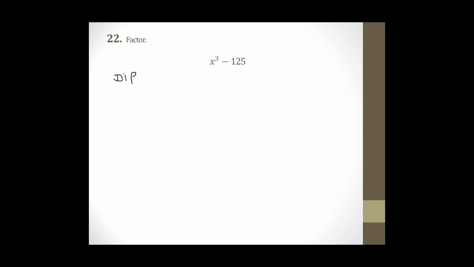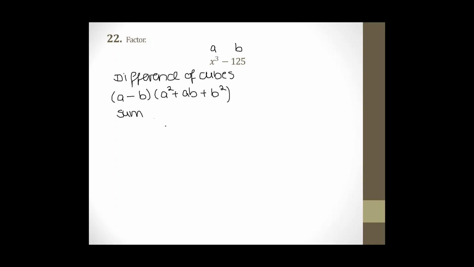So the formula for the difference of cubes, I hope some of you already know it, is A minus B and then A squared plus AB plus B squared, where this is considered A and this is considered B. And then the formula for the sums of cubes looks similar, but it has the plus and then a minus and then a plus again.